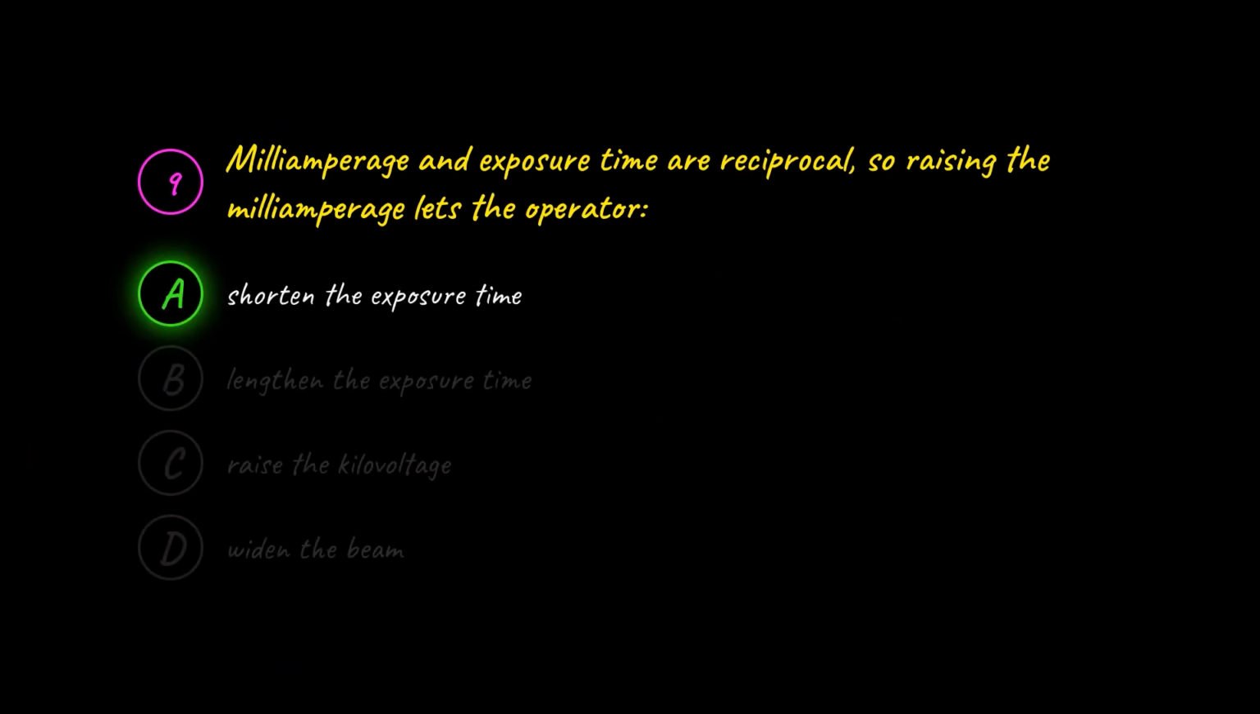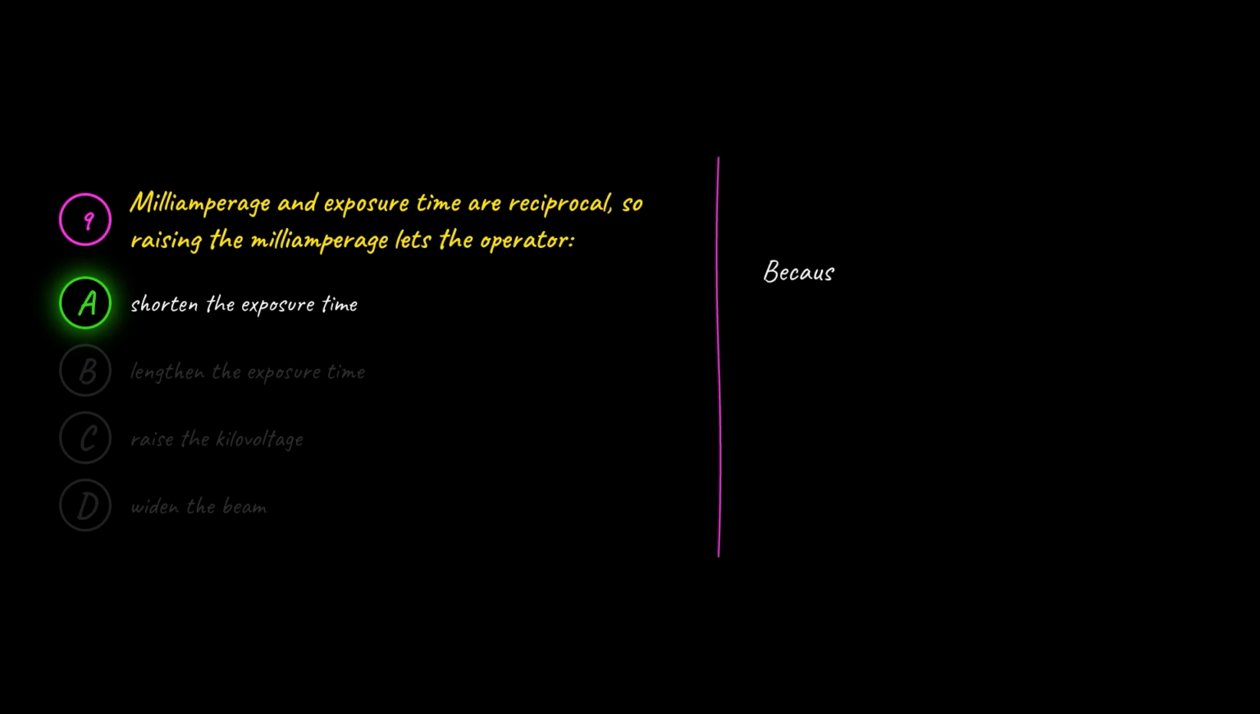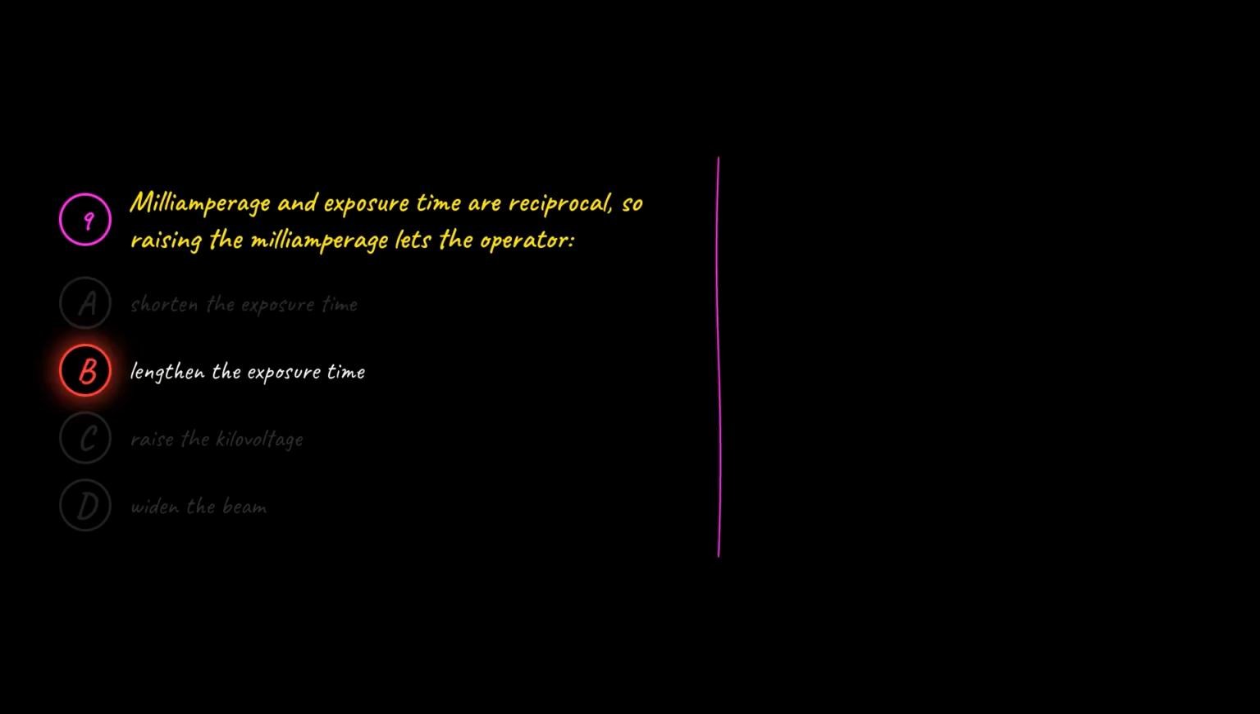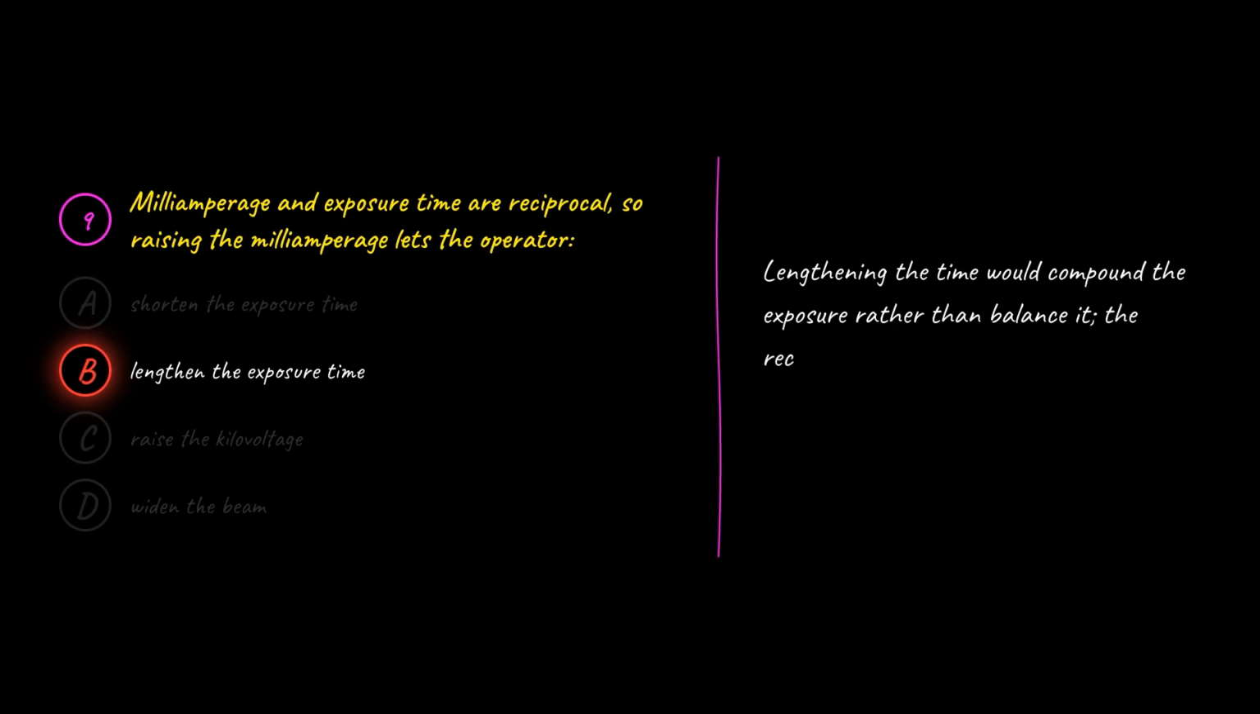The correct answer is A. Shorten the exposure time. A is correct because milliamperage and time are reciprocal. Increasing milliamperage allows a shorter exposure time for the same density, and the shorter time reduces the chance of motion blur from the patient. B is wrong because lengthening the time would compound the exposure rather than balance it. The reciprocal relationship means a higher milliamperage is paired with a shorter, not longer, time.